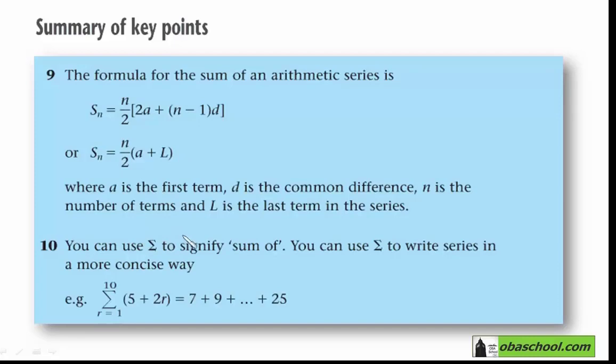You can use sigma to signify sum of, and you can use sigma to write series in a more concise way. So instead of writing a long expression, we can summarize it by a sigma symbol.